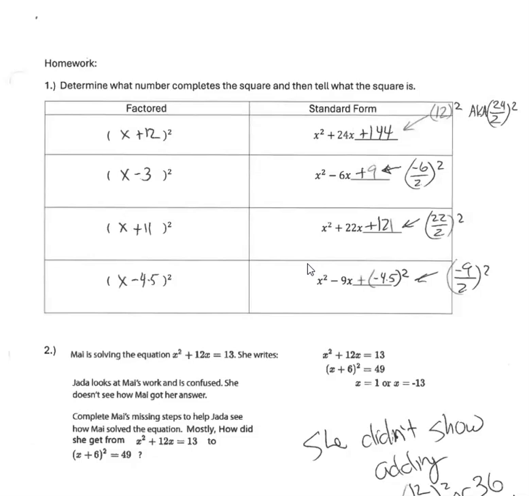The next one is half of negative 6 is negative 3. Squared is 9. Magic number that completes the square is 9. And then it factors to be x minus 3. The next one is half of 22 is 11. 11 squared is 121. And on the other side, it's x plus 11. The next one is half of negative 9 is negative 4.5. When you square that, I just wrote it as negative 4.5 squared. And on the other side, it's x minus 4.5 squared.